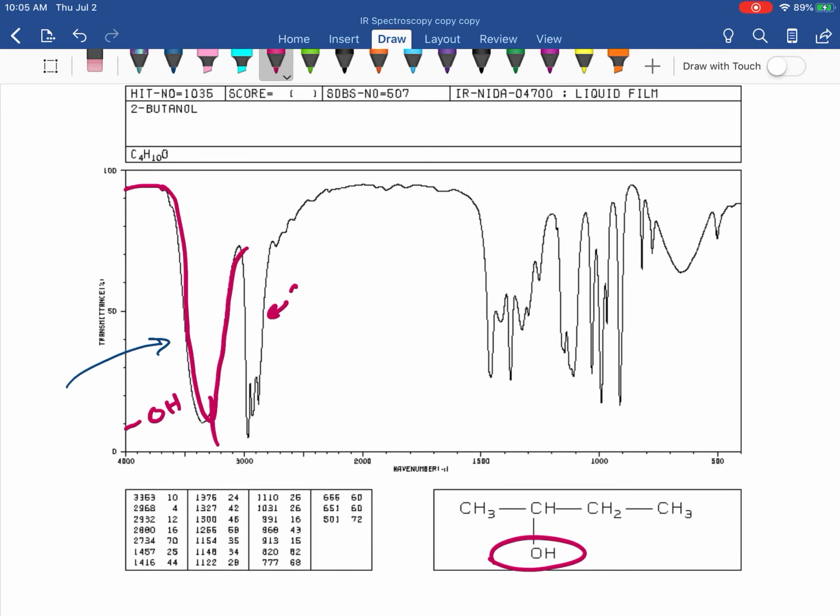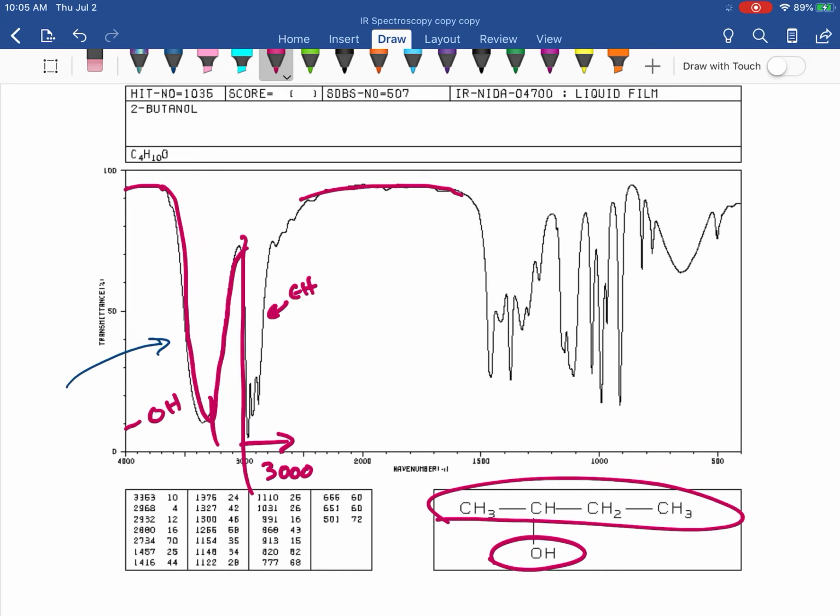That is our OH functional group. Again, we just learned that we'll always have CH, so that's there. And look at where our CH starts. It's on this side of 3000. So that is all of our single bonds.